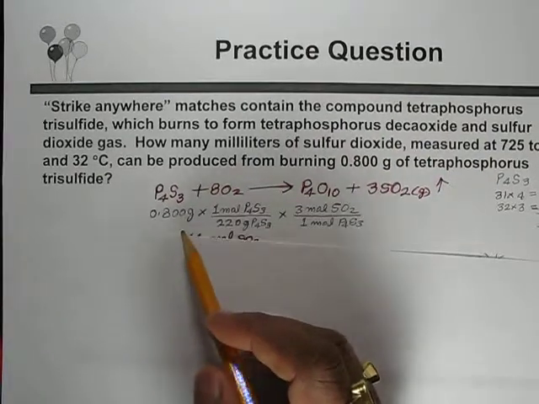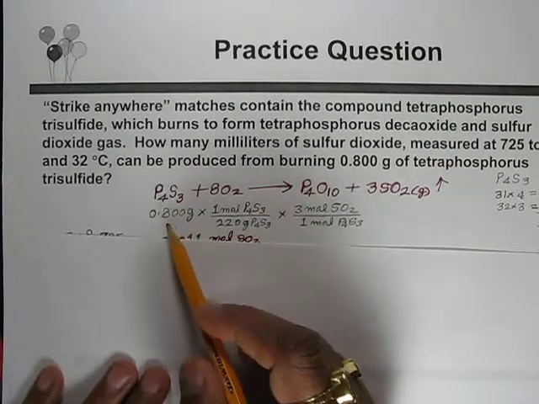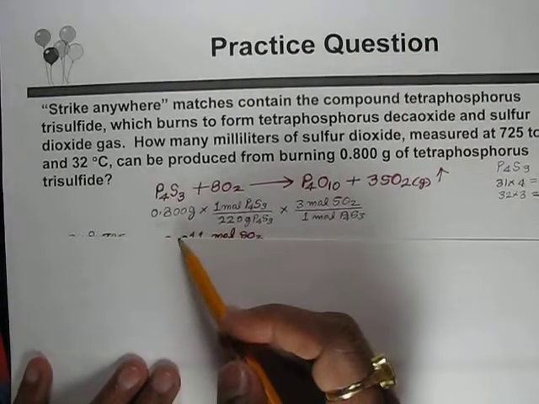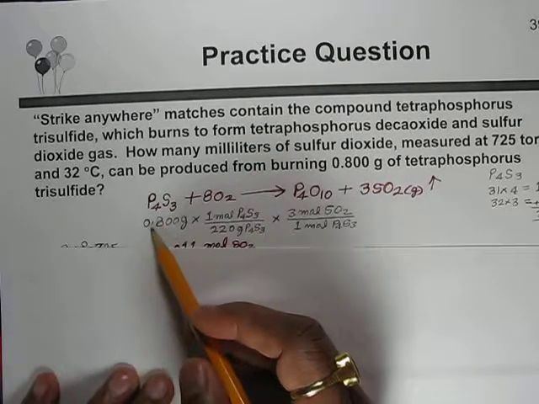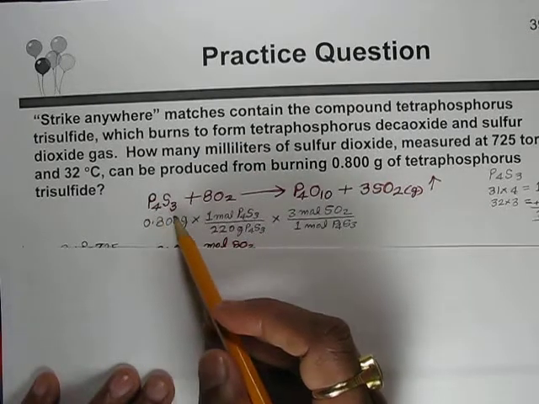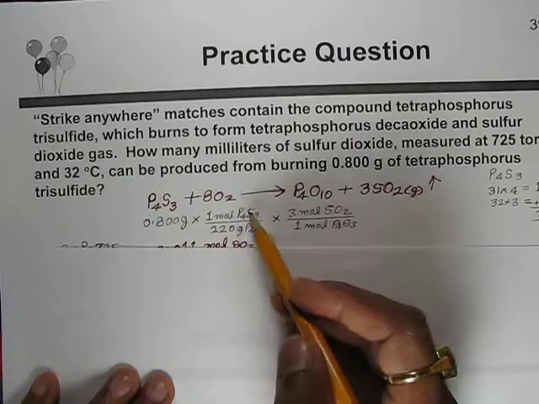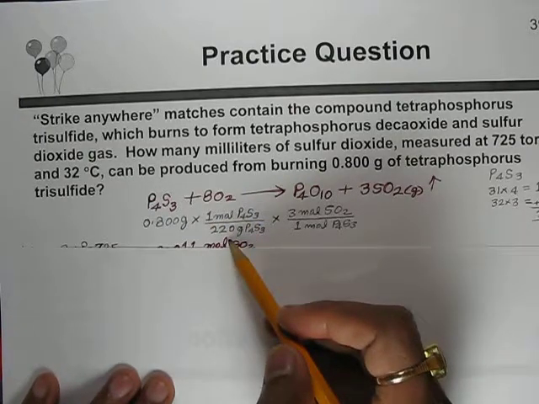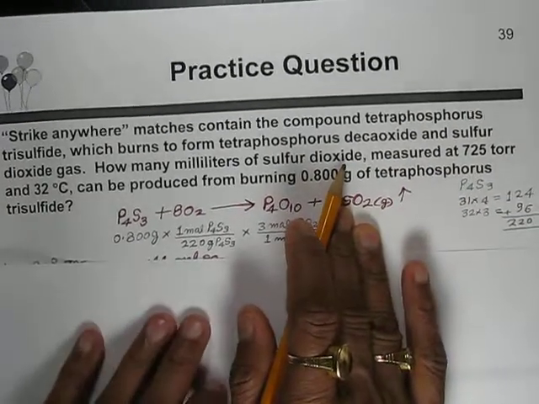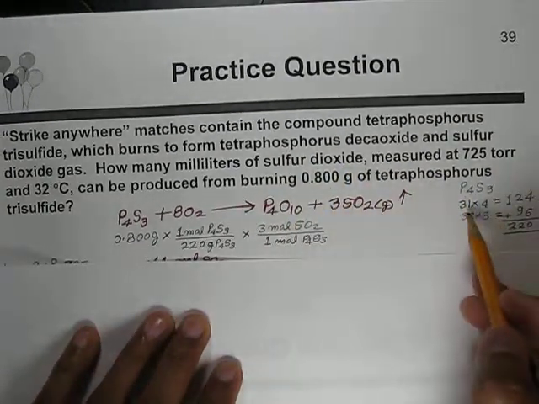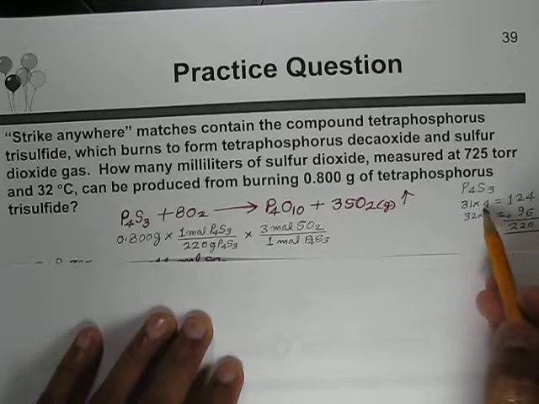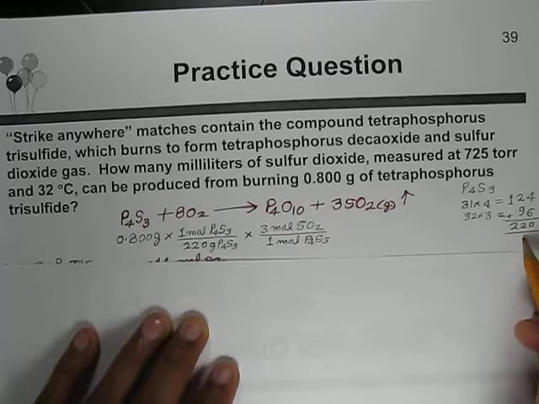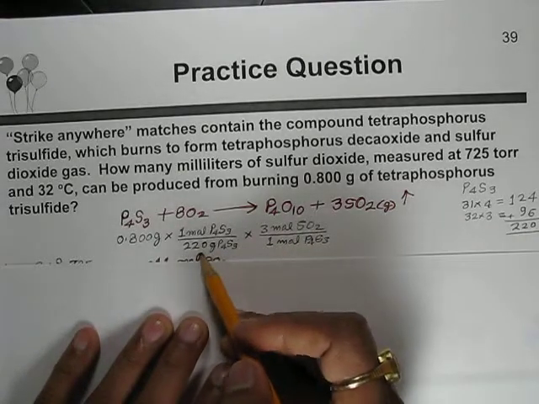So first we have to convert how many grams will give how many moles of sulfur dioxide gas. The 0.8 gram of tetraphosphorus trisulfide we have to convert into moles by dividing by its molar mass. Here I calculated the molar mass of tetraphosphorus trisulfide. Phosphorus is 31 multiplied by 4 and sulfur is 32 multiplied by 3, so the total is 220 gram per mole.